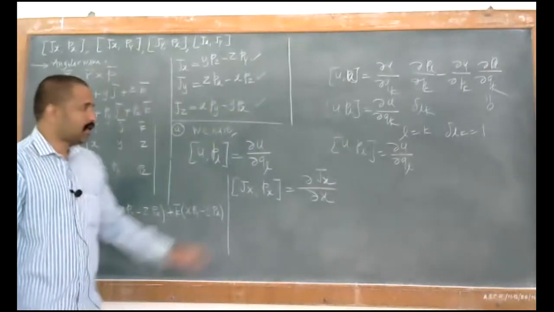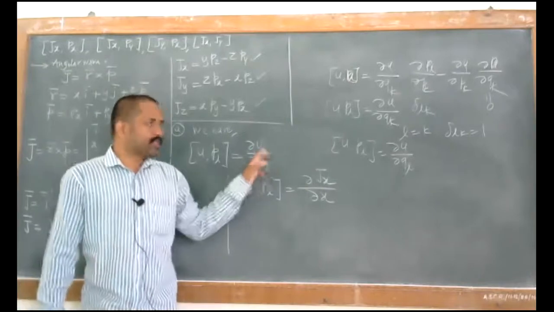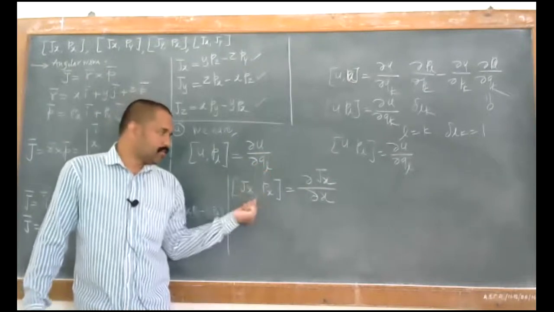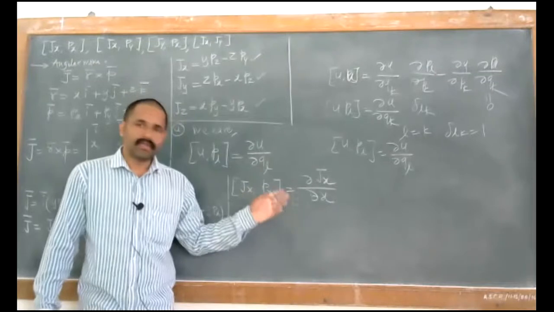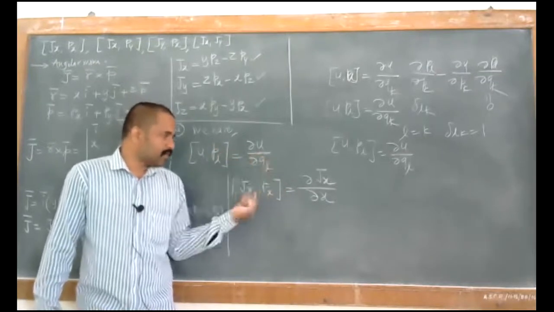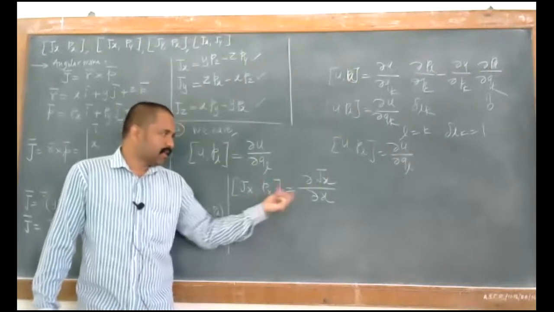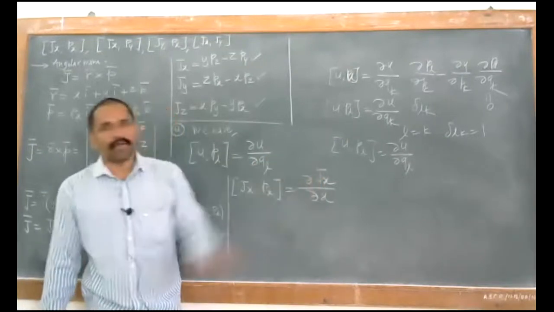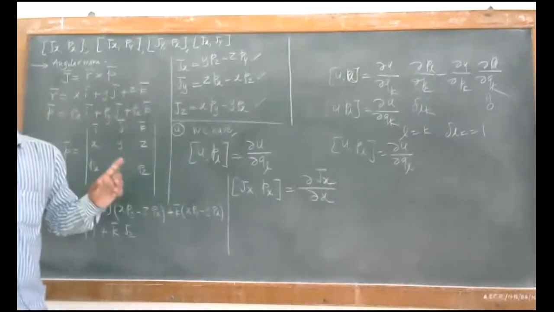Is everyone following? Now we are not going to use this QL. Why? Because this is varying with respect to the x direction. Okay, out of three directions x, y, z, as this is varying with respect to x, we can write that jx px is equal to gamma jx by gamma x. So we'll get the first value.